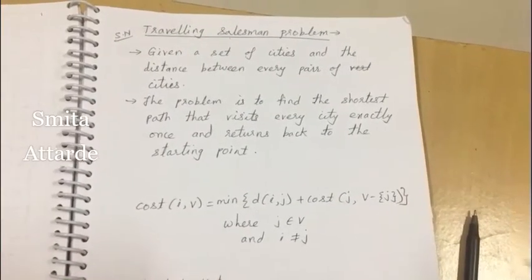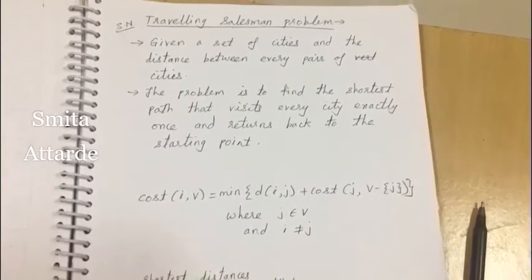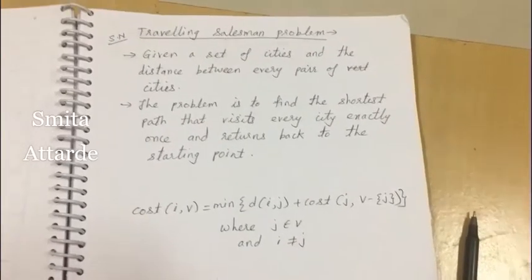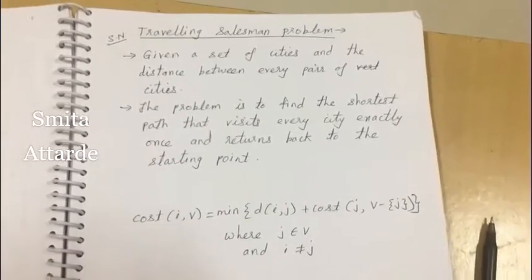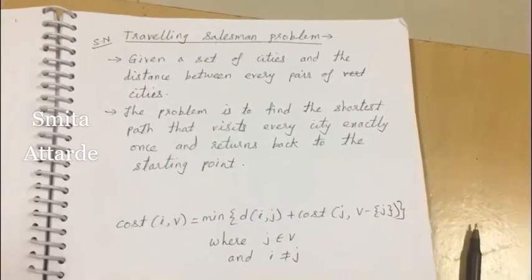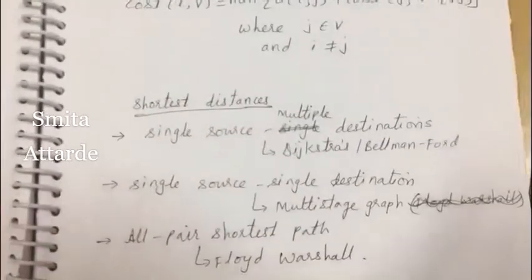Hello everyone. Today we are going to see the last topic of module 2, dynamic programming. The last topic is the traveling salesman problem. Now till now we have seen the shortest distance problems like this one.